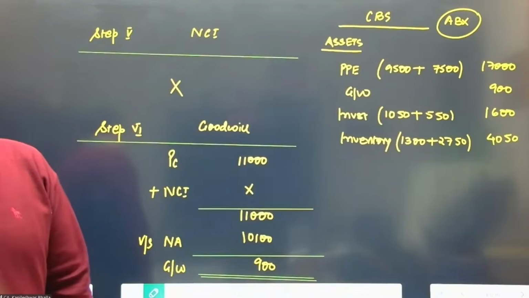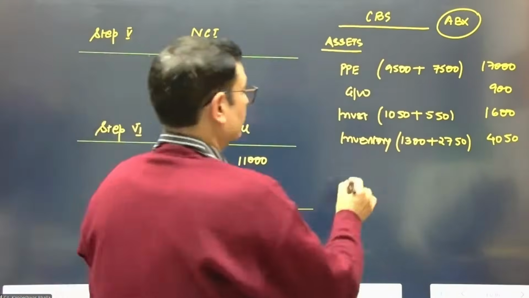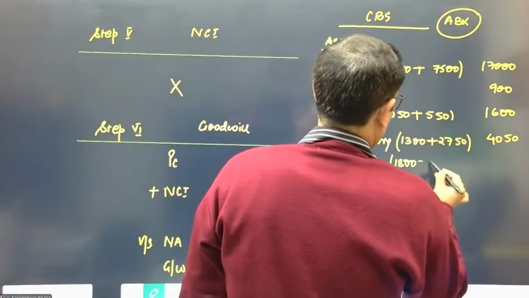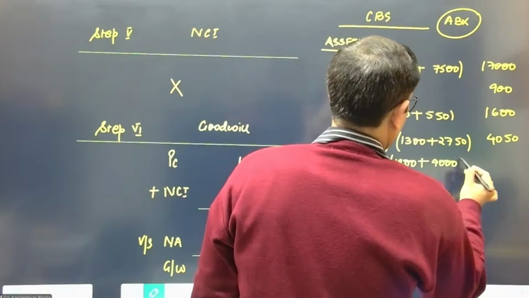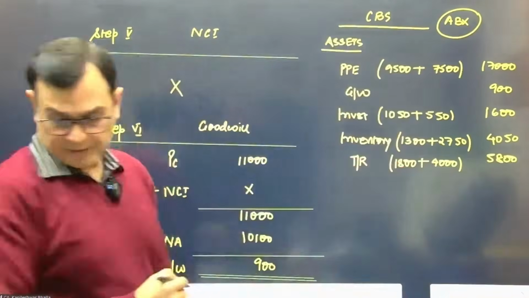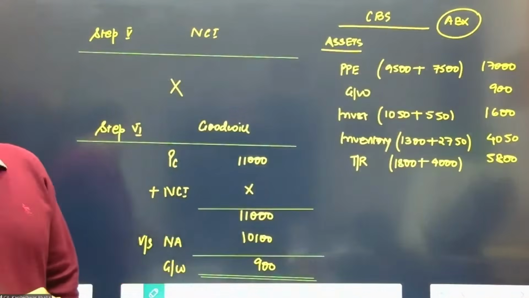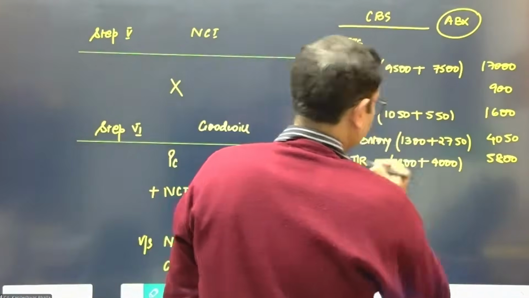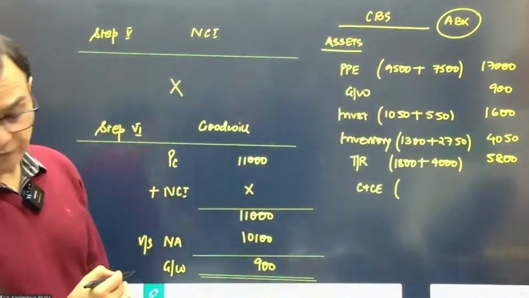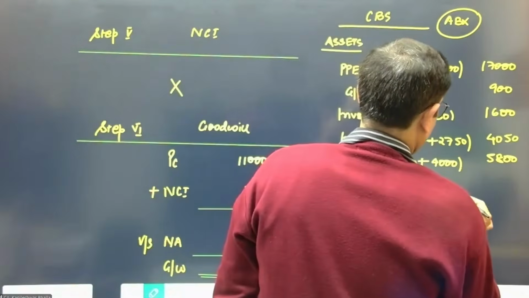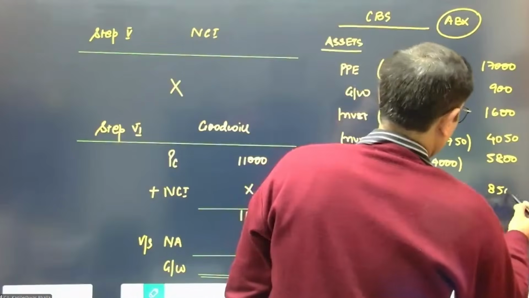Next, we're given the trade receivables. That's at the book value itself, 1800 plus 4000. That makes it 5800. That is the trade receivable. Then there is cash and cash equivalents. That is again the book value, 450 plus 400. And I think that's it on the asset side of the balance sheet.